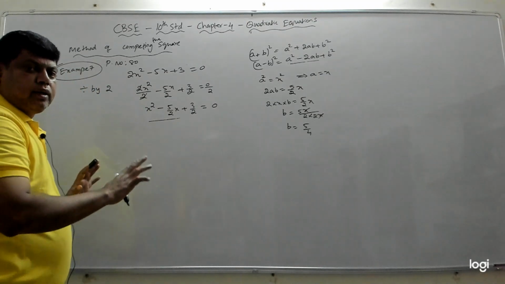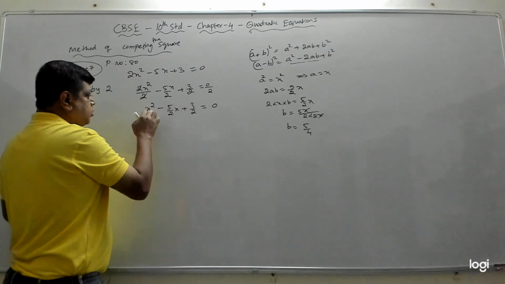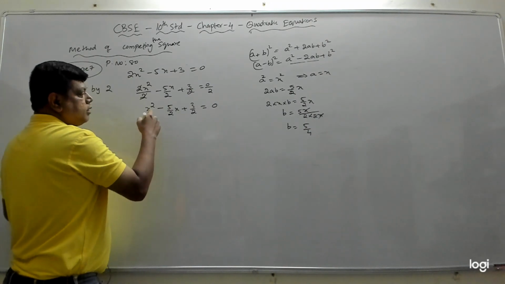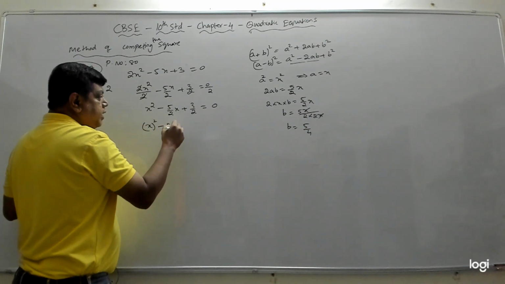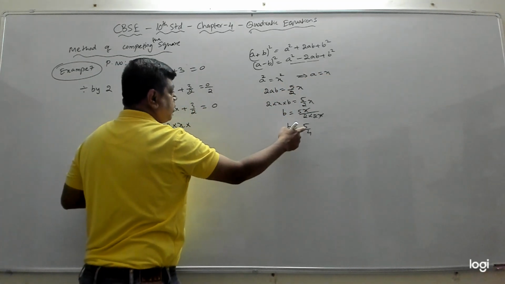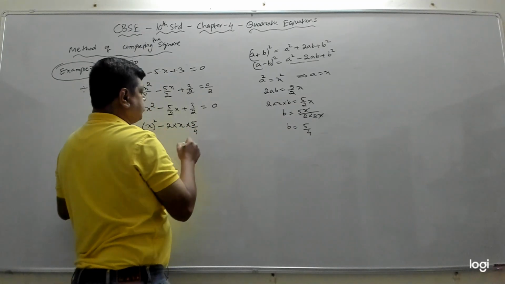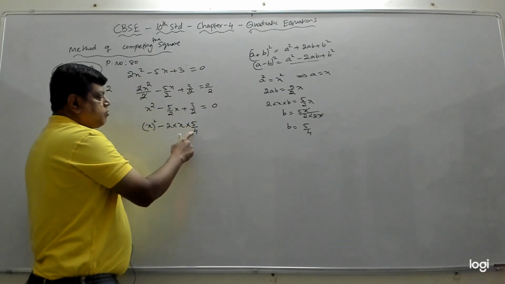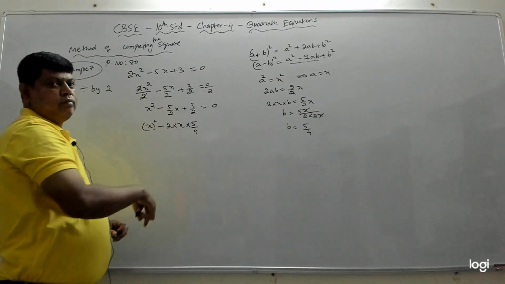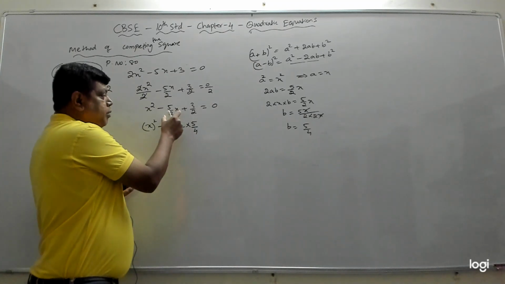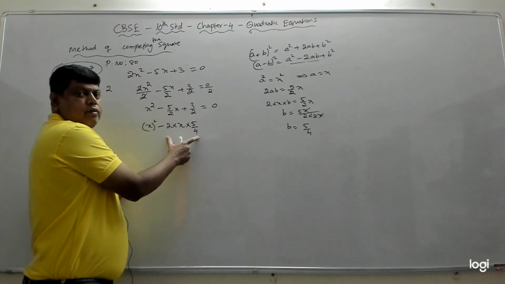Now we have got b. Now this can be written as a square, this is x square, minus 2 into a, where a is x, into b, where b is 5 by 4. Now if you multiply all three, 2 into x into 5 by 4, we get back this 5 by 2x. So we have written 5 by 2x in the form of 2ab.